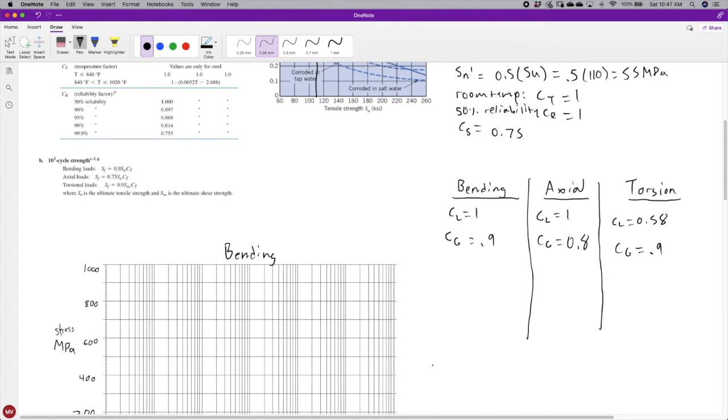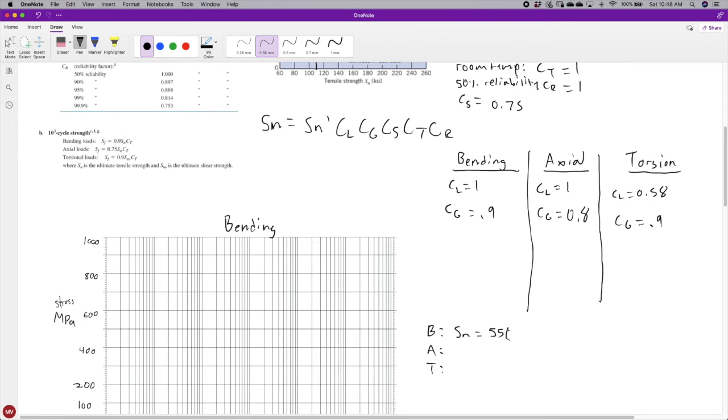And now we can calculate our endurance strength for each type of loading: bending, axial, and torsion. For bending, it is our SN primed, which is 55, times our loading factor, which is 1, times our gradient factor, which in this case is 0.9, times our surface factor, which we determined to be 0.75, our temperature factor, which is 1, and our reliability factor, which is also 1.